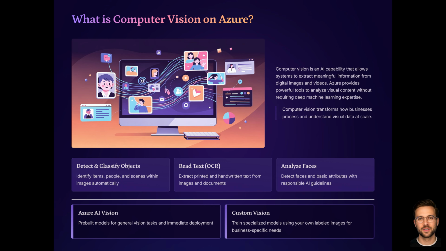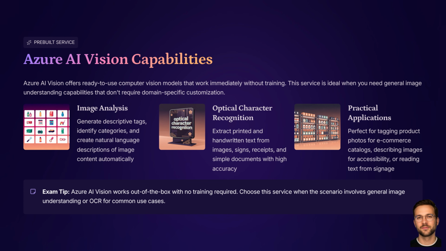On Azure, the main services for computer vision are Azure AI Vision for general vision tasks, and custom vision when you need to train your own image classifier or detector for a specific domain. For the AI-900 exam, your job is to read a scenario and decide which of these services best fits the requirement. Now let's focus on Azure AI Vision.